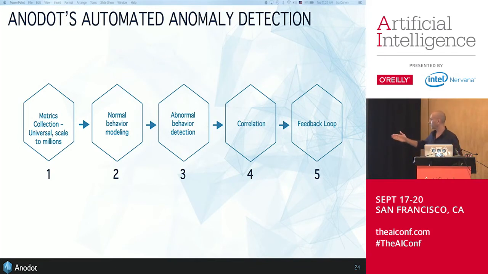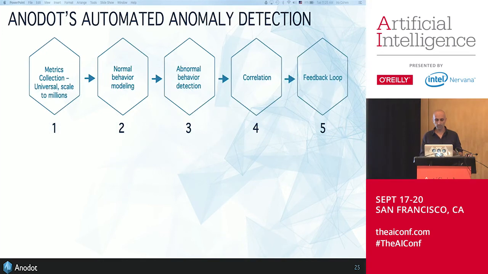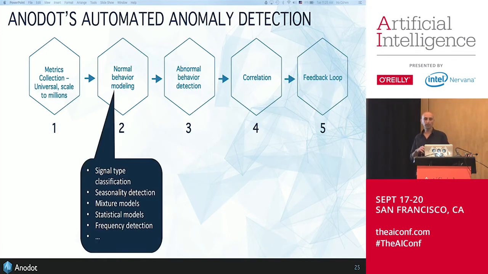our automated anomaly detection has five steps. We start by collecting a lot of data and analyzing all of it on the stream, which means we have online learning algorithms working on data streams and adapting constantly, and then learning the normal behavior patterns of everything. In this step, we actually have classification of signals, so we have classifiers there. We have algorithms that do seasonality detection. We have mixture model algorithms that we estimate for every time series that comes in. We have statistical models that get estimated. We have an algorithm for frequency detection. So we have about 15 algorithms running in parallel just to do the normal behavior learning for all the time series that come into our platform.